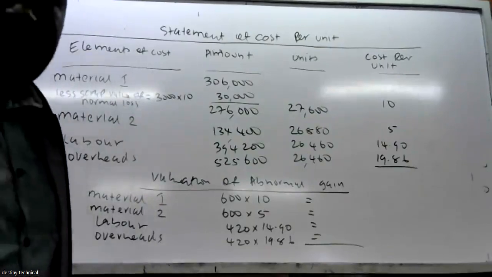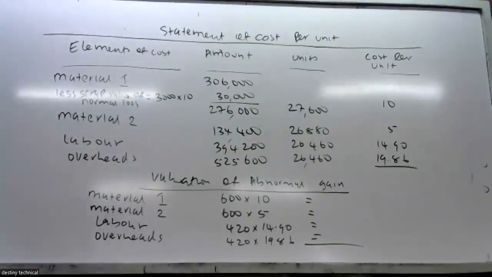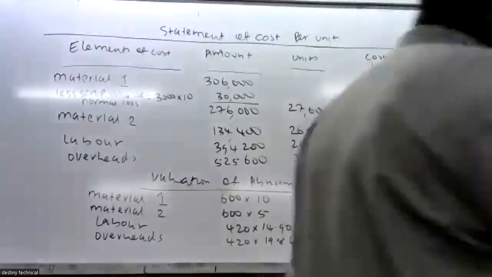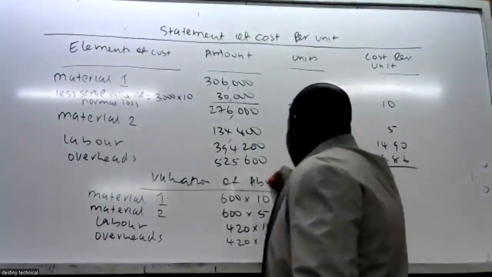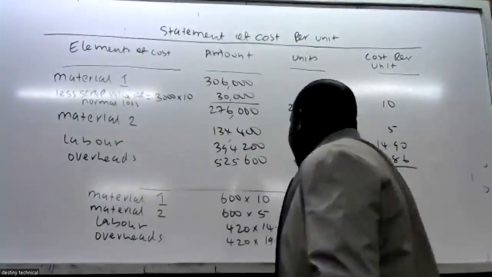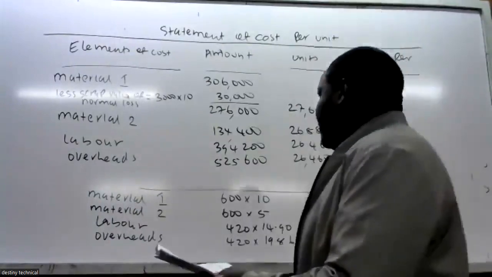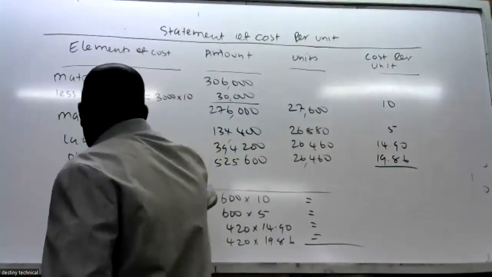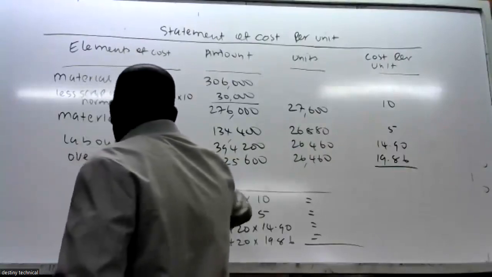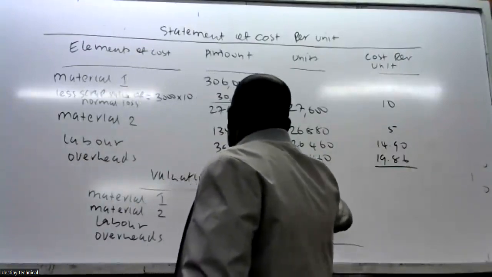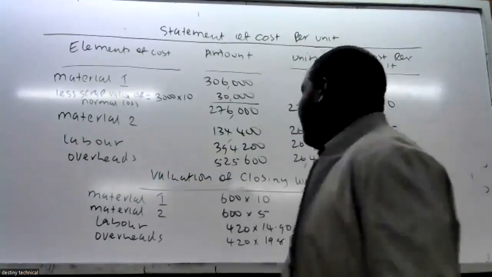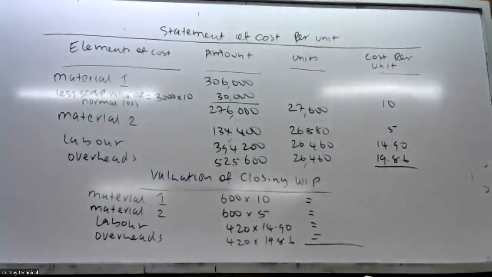So apart from the valuation of the abnormal gain, you have step number 6, where you get the valuation of the closing work in progress.